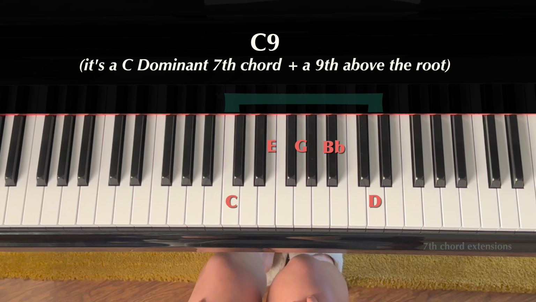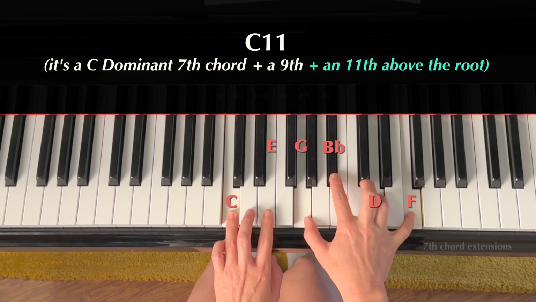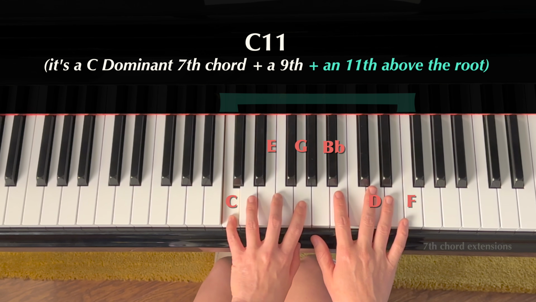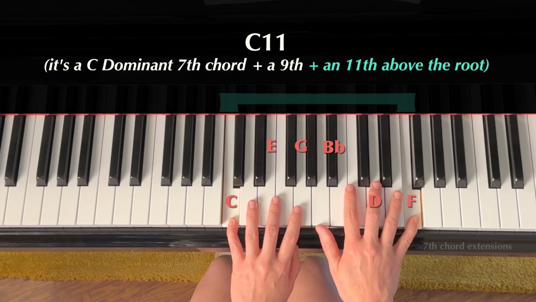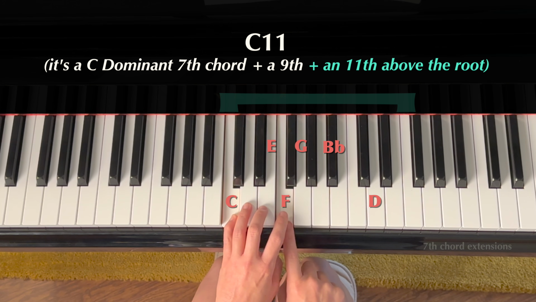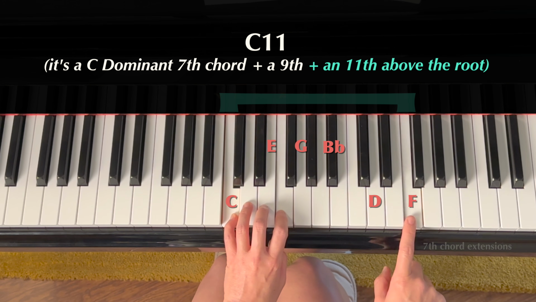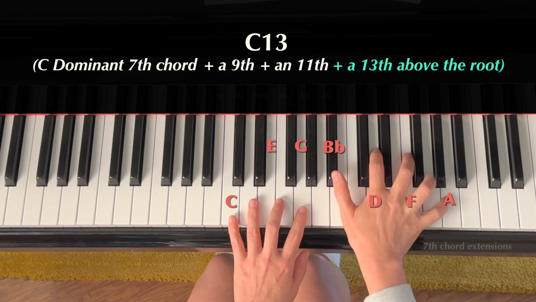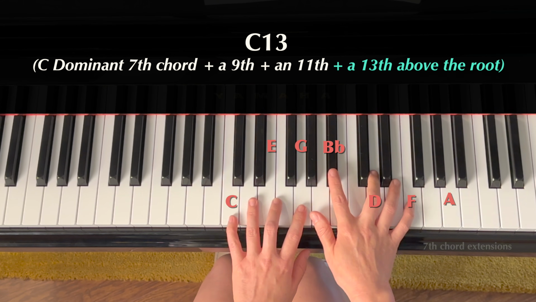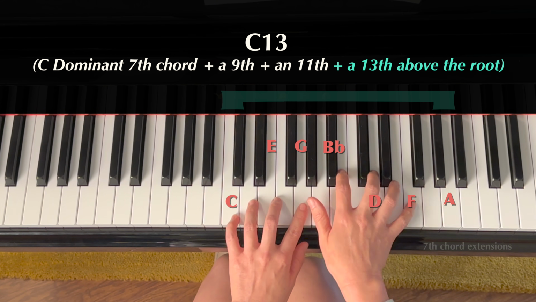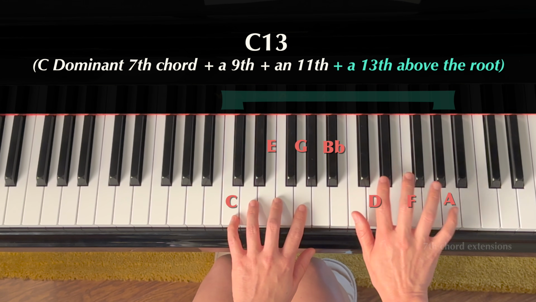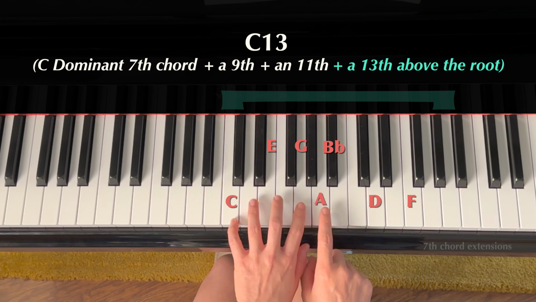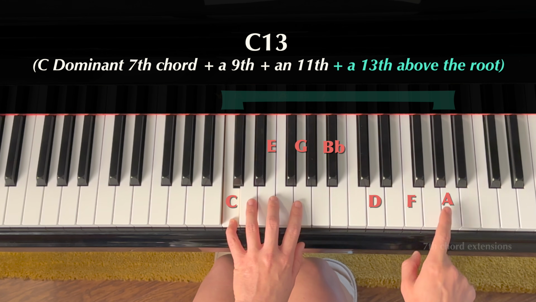You might also come across C11. Add a major 11th above the root for a C11. Or you can think about it as a 4th above the root, just an octave higher. And C13. Add a major 13th above the root for a C13, which would be here. Or you can think about it as a major 6th above the root, just an octave higher.